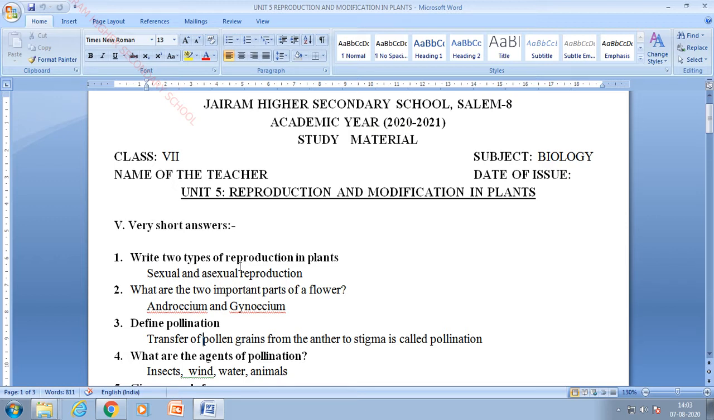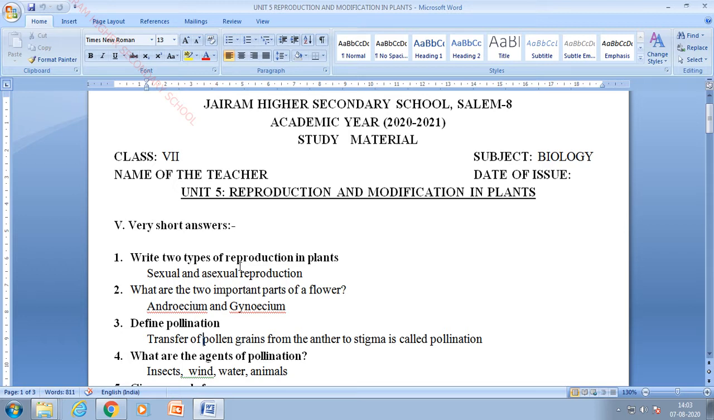Since we are dealing with reproduction in plants, the zygote develops into an embryo and the embryo develops into a seed. So seed formation happens in the process of sexual reproduction. It involves two parents, male and female, and two types of cells, male cell and female cell. Whereas in asexual reproduction, there is no involvement of both sexes. Here only one parent is involved. That is the main difference between sexual and asexual reproduction.